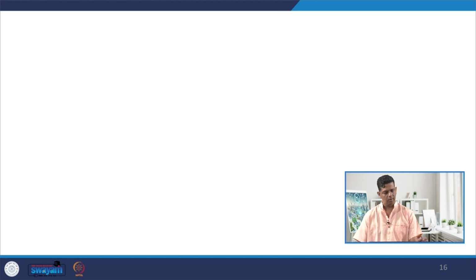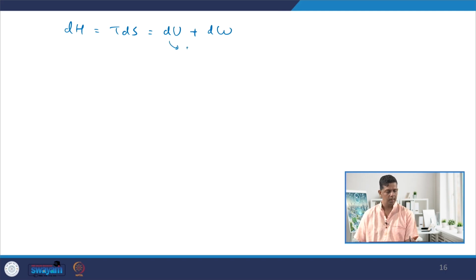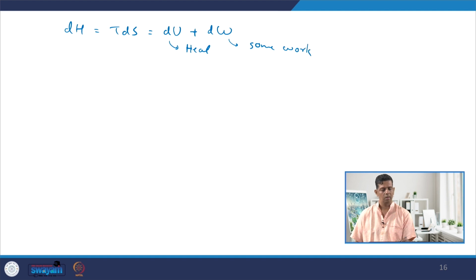So I can write dH is equal to TdS is equal to du plus dW. I am rewriting the expression. So this du is basically heat, as just mentioned in the last slide, and this is basically some work. We don't know how much work that reaction will lead to. So this is what we are going to find out in this course, and this heat which is released is a change in the internal energy.